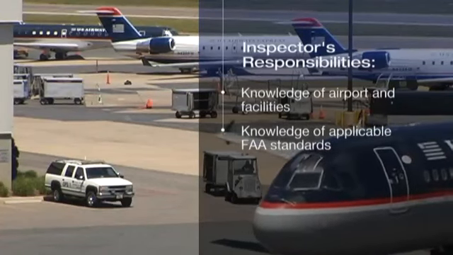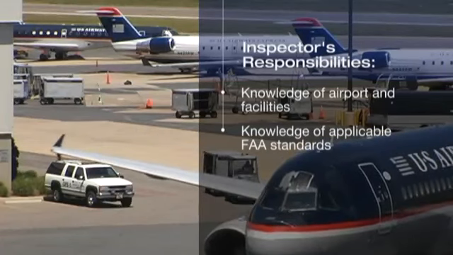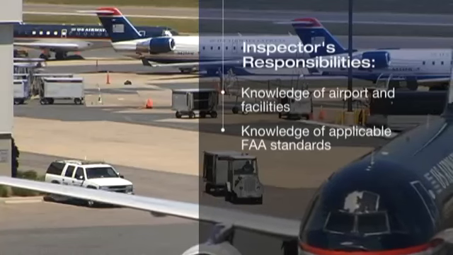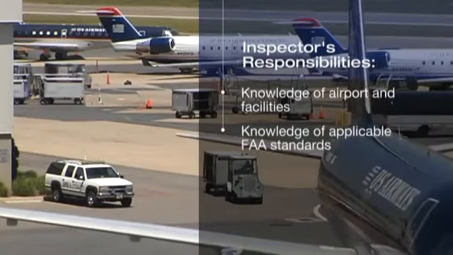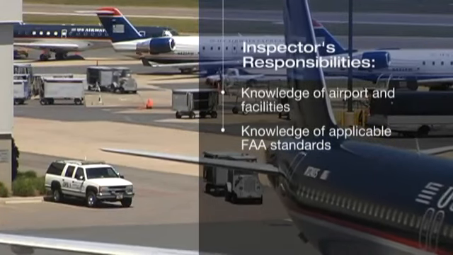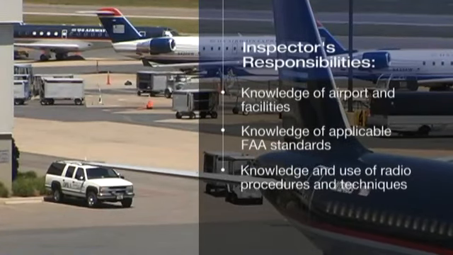Circular Series 150. Advisory circulars are provided and maintained by the FAA to assist airport personnel in the safe operation of their facility. Due to changing requirements and new technologies, advisory circulars should be reviewed on a continuous basis to ensure that only the latest information is utilized for airport operations. And the inspector should know and use correct radio communication procedures and techniques.